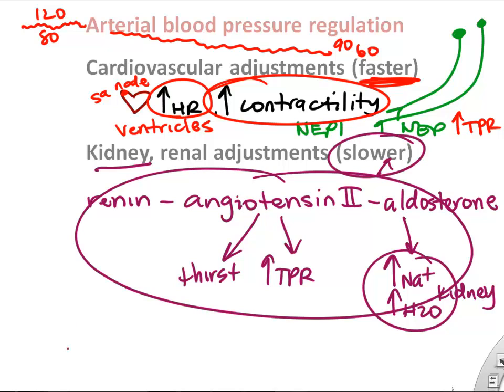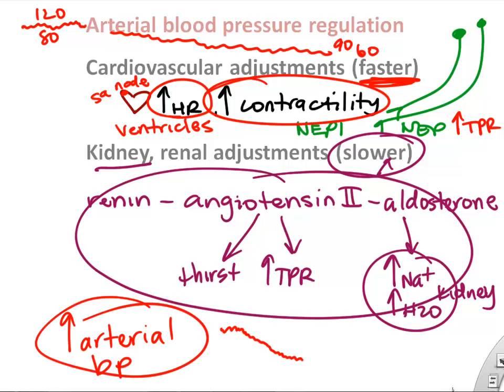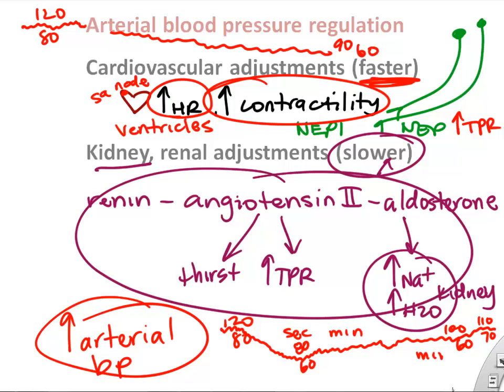So together, all of these things act together to regulate your arterial blood pressure. Some more quickly, right? The autonomic nervous system responds fairly quickly, heart rate, contractility, and TPR. Renin, angiotensin 2, and aldosterone take a little more time, but that helps bring up your fluid volume and regulate your blood pressure as well.